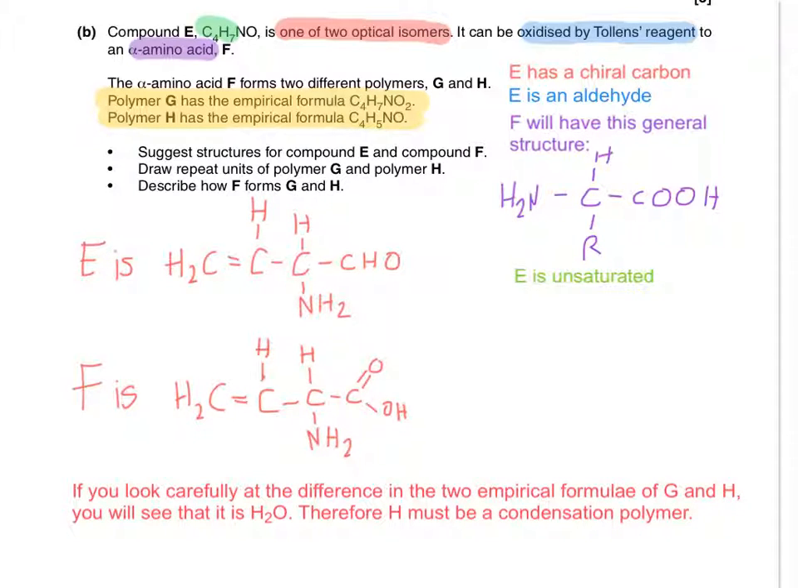Now this next bit's really subtle, because if you look carefully at the difference in the two empirical formulae between G and H, you'll see that there's actually a difference of H2O between them. So the one that has 1 less oxygen and 2 less hydrogens, H in other words, must be a condensation polymer. So that now tells you what's actually going to happen when amino acid F is polymerized.